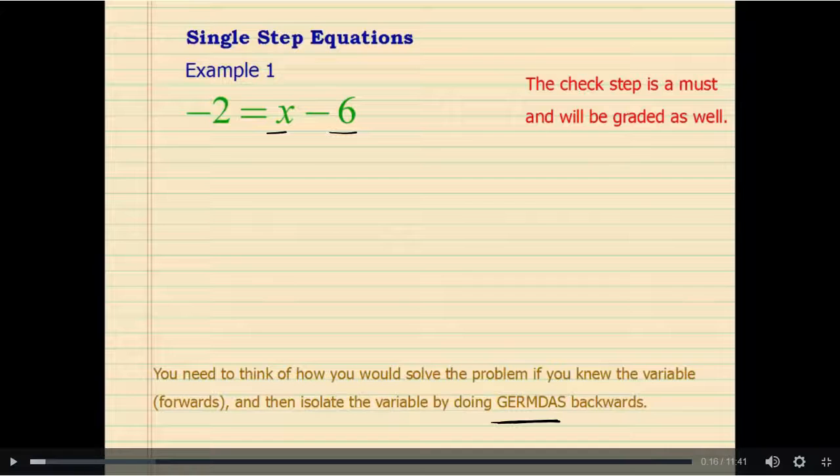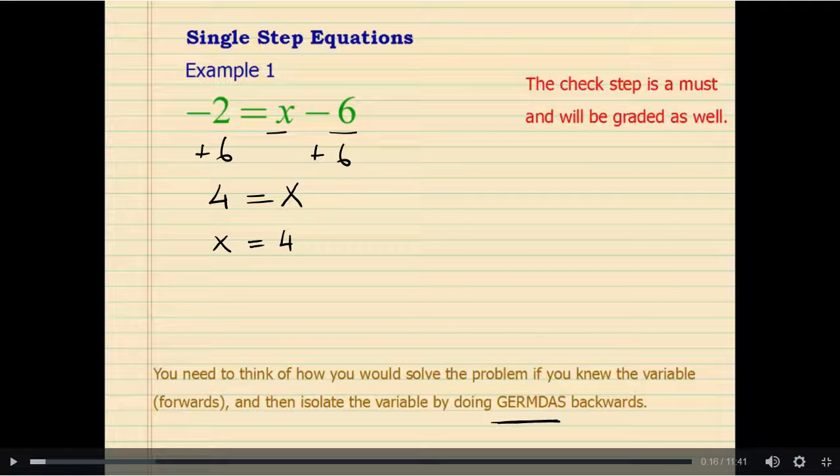X was subtracted by 6, so we're going to start by adding 6 on both sides, and negative 2 plus 6 is going to be positive 4. On the other side we have x left. Now adding 6 on both sides, if you guys remember, that would be the addition property of equality, and 4 is equal to x is the same as writing x is equal to 4. This would be the symmetric property of equality.